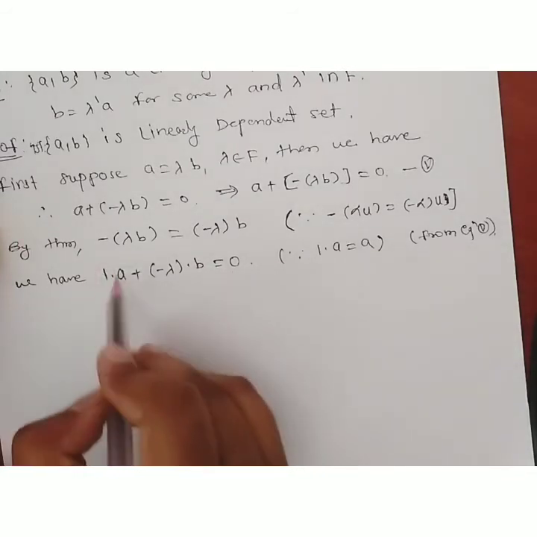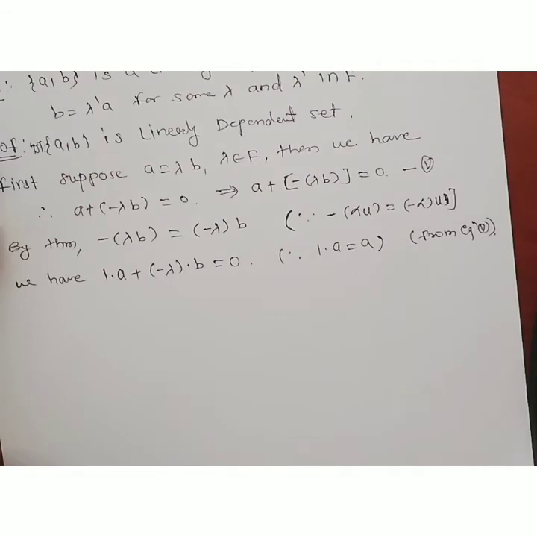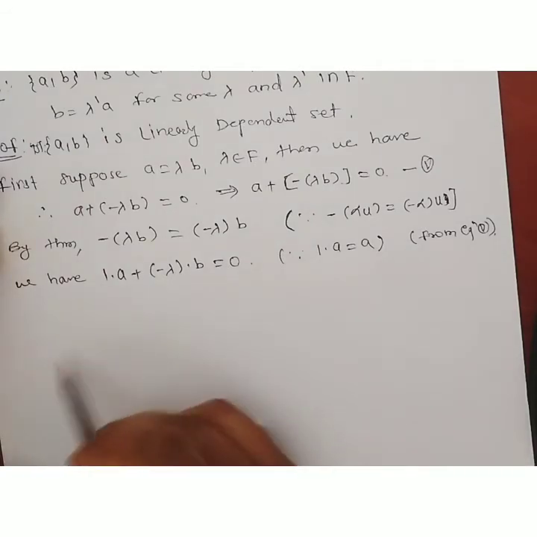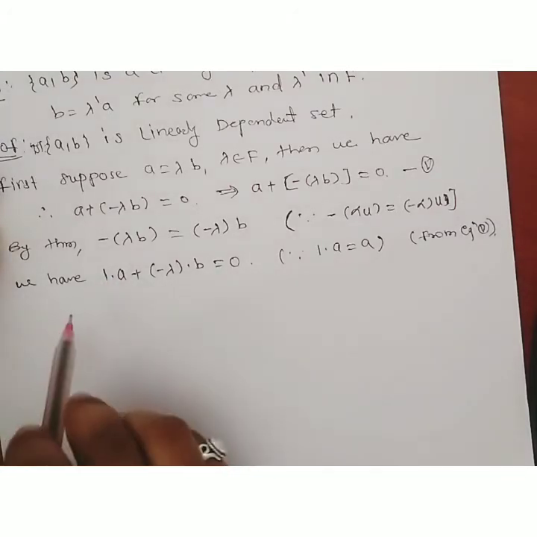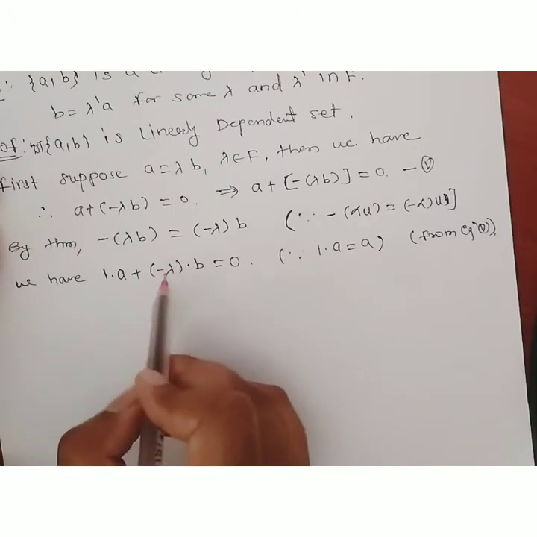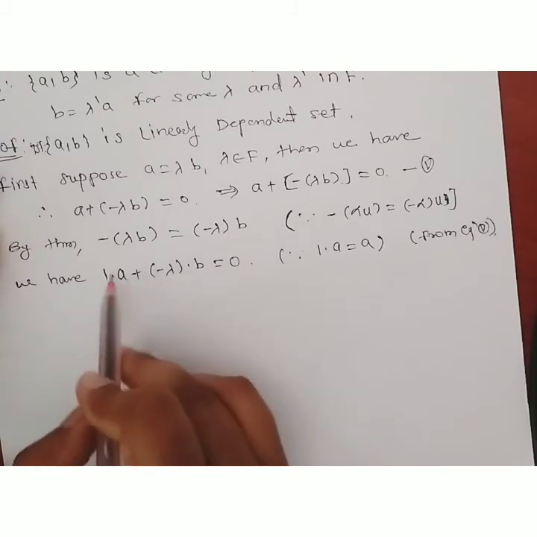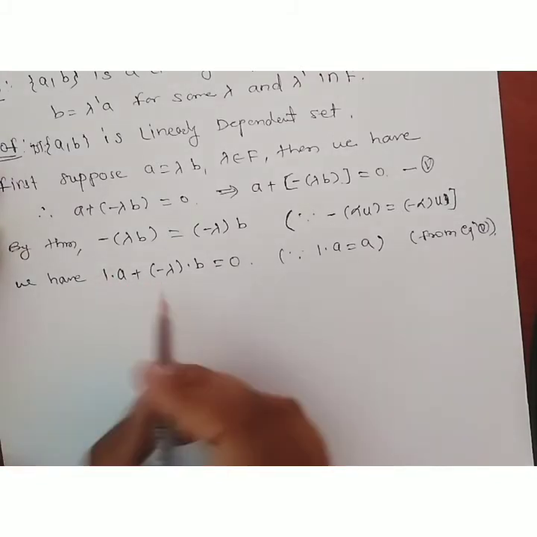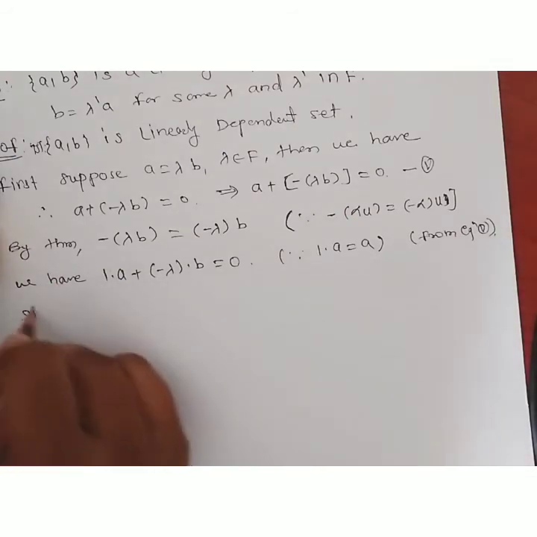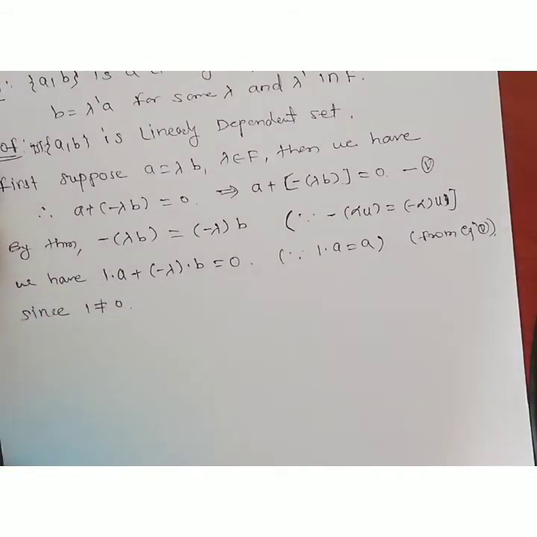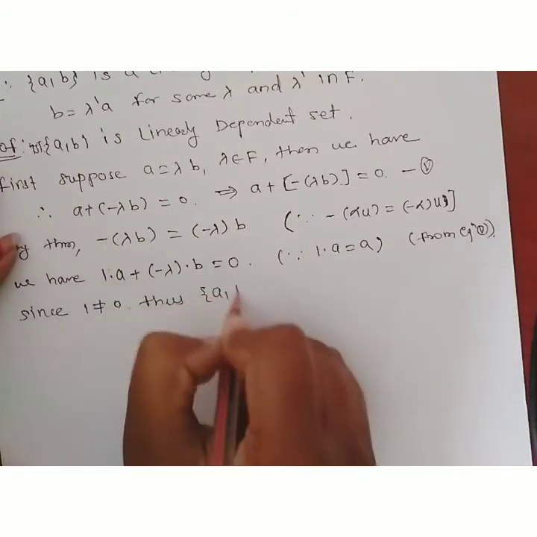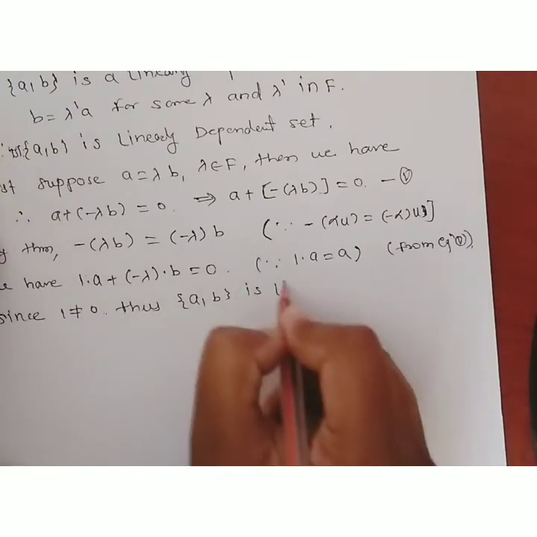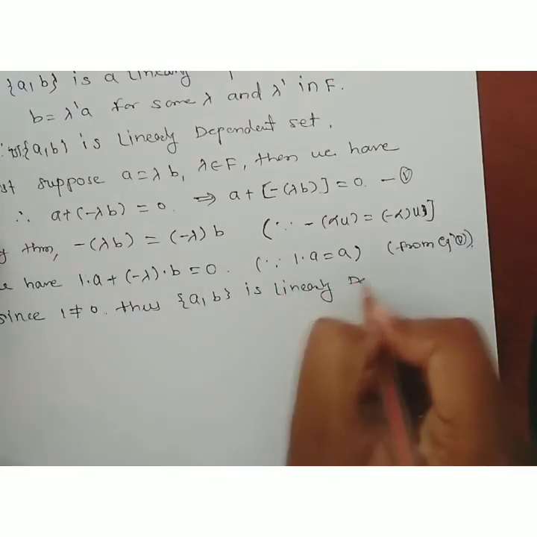But here we have to show that this set is linearly dependent. For linear dependence, what we need is that the scalars multiplied to the elements of the set are non-zero. Here we don't know anything about lambda. It is either 0 or non-zero, but we know that 1 is obviously always a non-zero element. Since 1 is a non-zero element, thus this set {a, b} is a linearly dependent set.